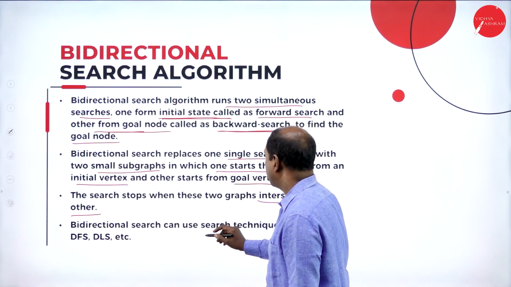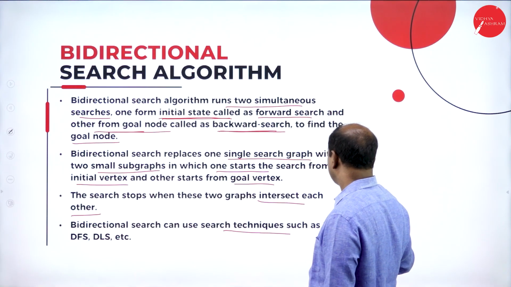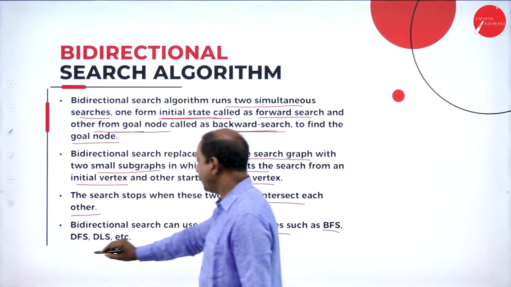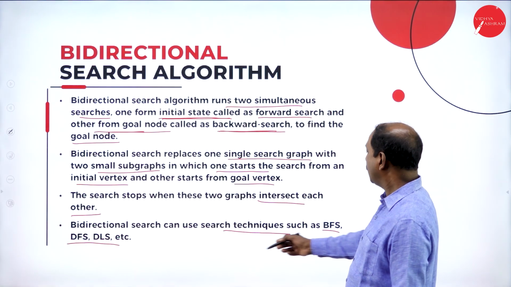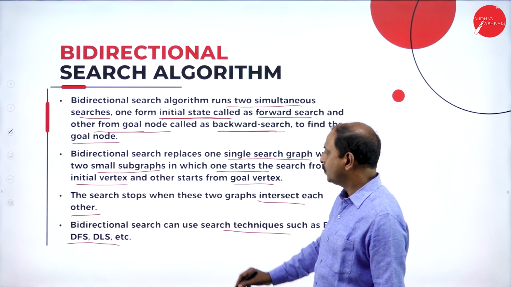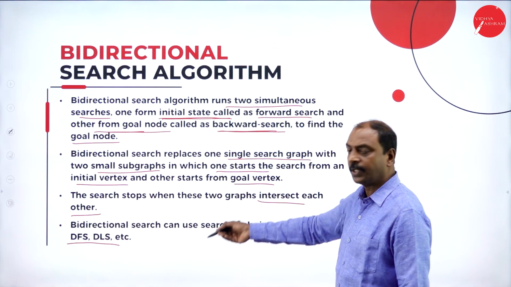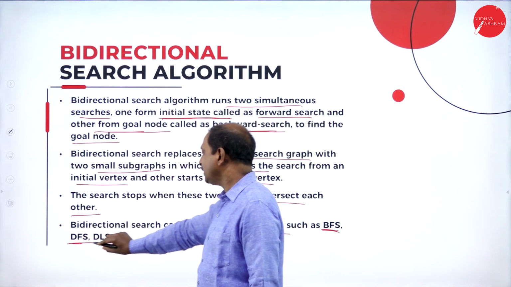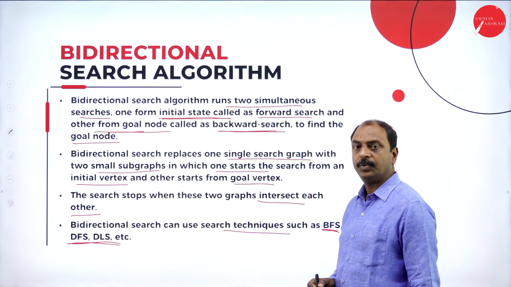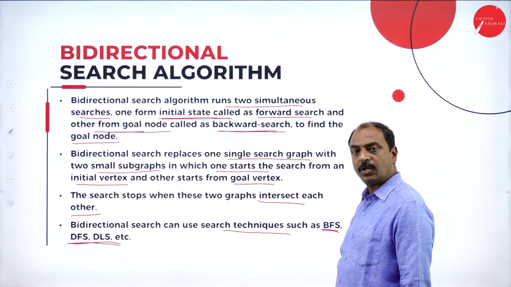Now it can use search techniques such as BFS, DFS and DLS. We have already seen the definition and explanation of all these searches. So it is a combination, making use of the different techniques used in these types of algorithms. So it is a bidirectional search algorithm.